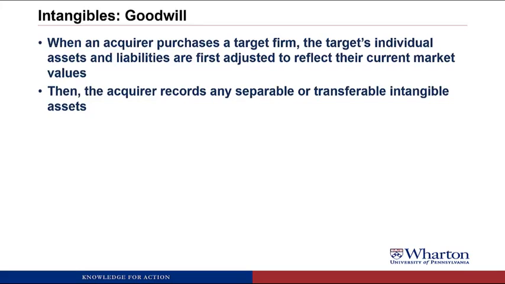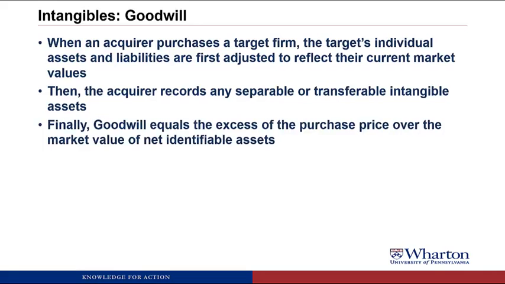Then we record any separable or transferable intangible assets. So if we're getting a brand name or a customer list or patents or trademarks, we create assets for those, trying to value them at the fair market value. Goodwill is going to be whatever's left over. It's the difference between the purchase price in the acquisition and the fair market value of all the net identifiable assets. So that includes all the assets that were on the balance sheet, now written up to market value, plus all of these separable or transferable intangible assets that we acquire. So goodwill is basically the difference between the purchase price and the fair value of all the assets that we could identify.